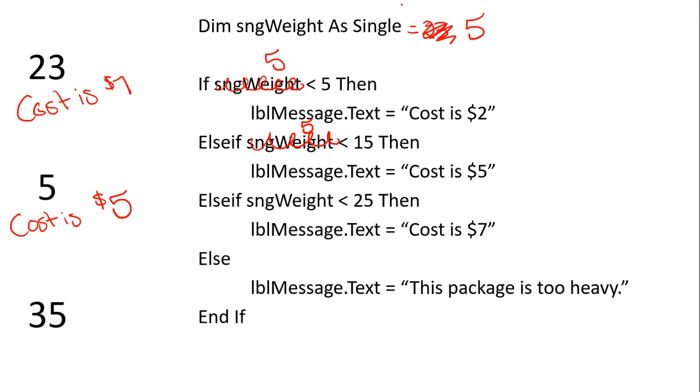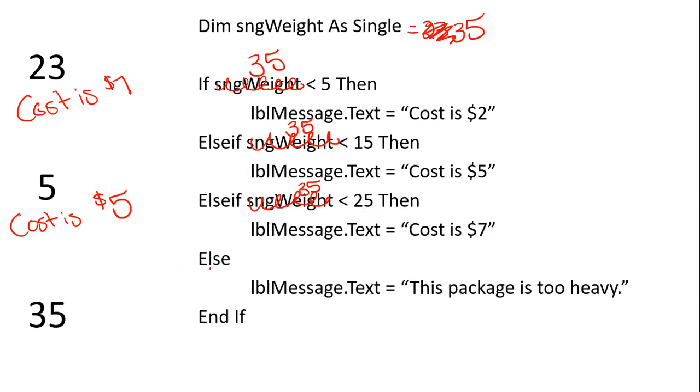Now they're saying, what if I use 35? So let's try 35 now. Is 35 less than 5? Definitely not, right? That's not a true statement. Let's try the next one. Is 35 less than 15? No, we're going the wrong way, right? So let's try, what about 35 is less than 25? Yeah, no, definitely not, right?